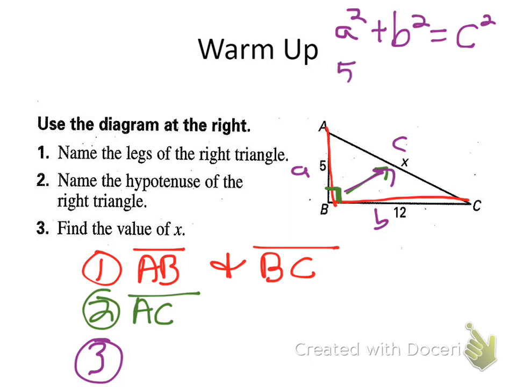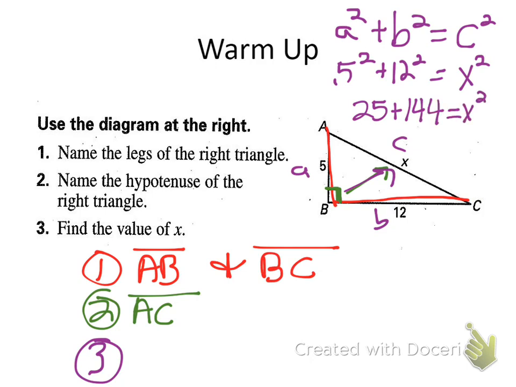So 5 squared plus 12 squared equals x squared. So 25 plus 144 equals x squared. So that's 169 equals x squared. What is our very last step? How do I solve for x? What do I have to do to both sides? Take the square root. So x equals 13.